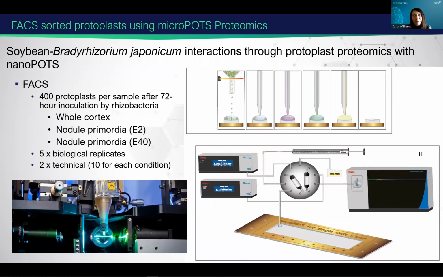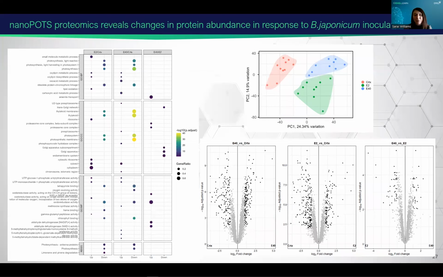For a single cell example, we have an example from a user, Gary Stacy. He's very interested in nitrogen fixation through soybean nodules interacting with bacteria. So we were able to use fluorescent cell sorting to dispense 400 protoplasts per well using 3 different cell types. Then using our nanoPOTs platform, we're able to send it through the pipeline to yield some really impressive preliminary results.